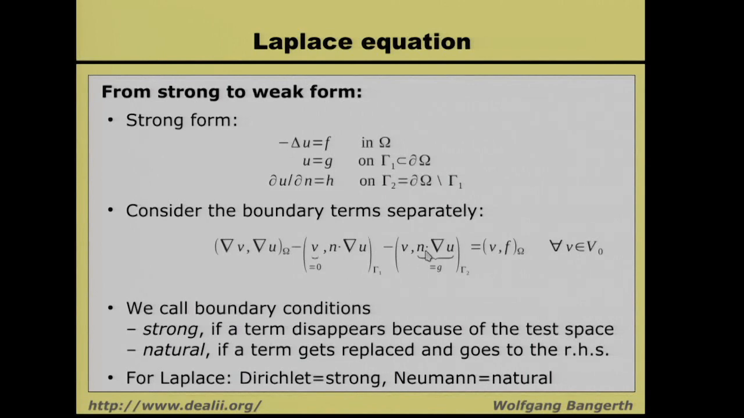Whereas over here, where I have n dot grad u, and I replace that by something that comes out of the boundary condition, I should have replaced it by h, not by g. I will fix that in the slides that you will find on my website. So when I replace n dot grad u by h, and I bring it over to the right-hand side, that is a term that I call natural. So for this case, the Dirichlet conditions are strong, and the Neumann conditions are natural conditions.